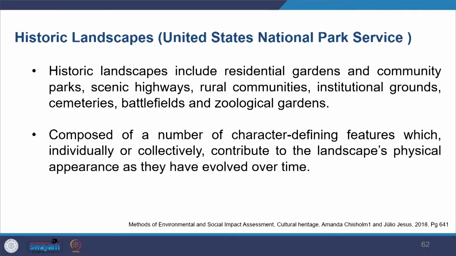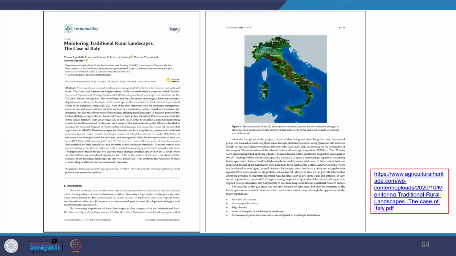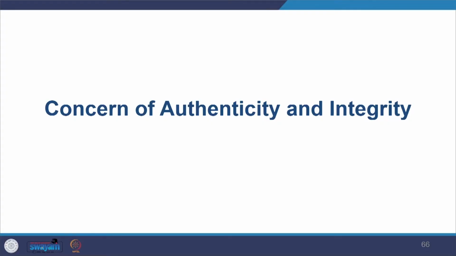And if you look at historic landscape as defined by the United States National Park Service, it would include residential gardens and community parks. It would include scenic highways and so on. It is composed of a number of characters with varied features. You can see that it would be a composite of individual and collective characteristic features which are there in that particular setting. You can find one case study from Italy. I have given you the link here of how they have undertaken the study of traditional rural landscape to understand this. Whenever you deal with culture, there's also concern about authenticity and integrity.